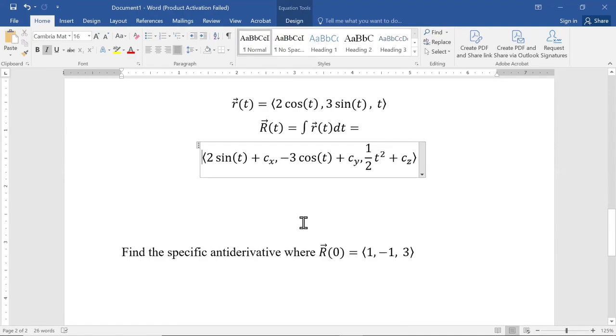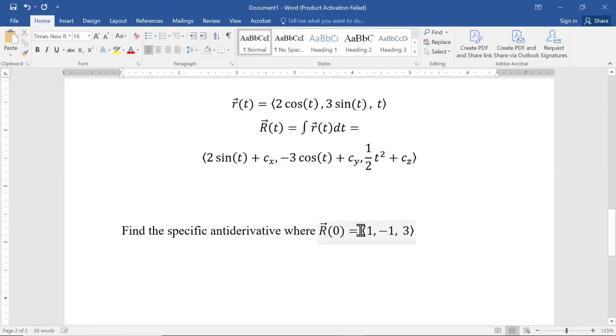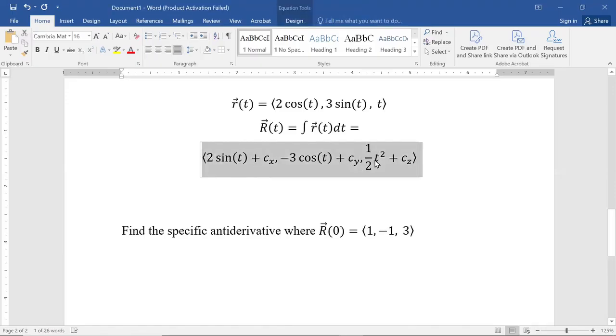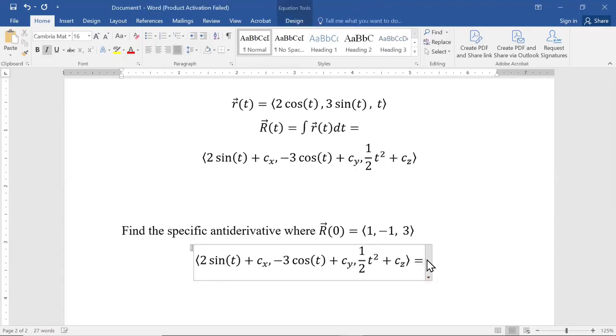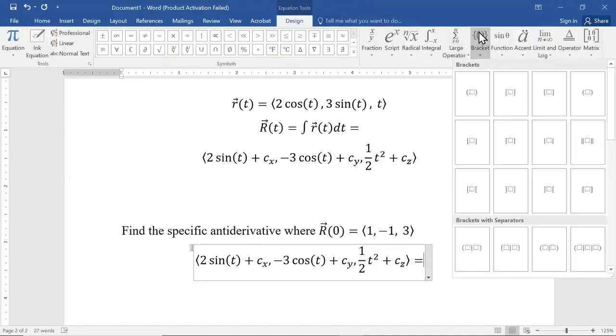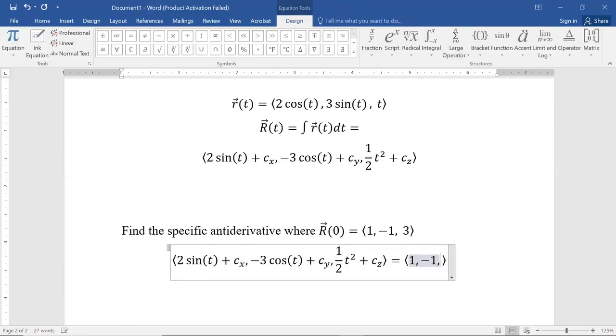And so it says, let's find the specific antiderivative where when you plug in 0, you get 1, -1, 3. Well, all I'm going to do is I'm going to take my r. I'll do it slightly different this time. I'll do my r of 0 on the left-hand side. And then I will do my 1, -1, 3 on the right-hand side. Plugging in 0 here, everywhere we have a t.